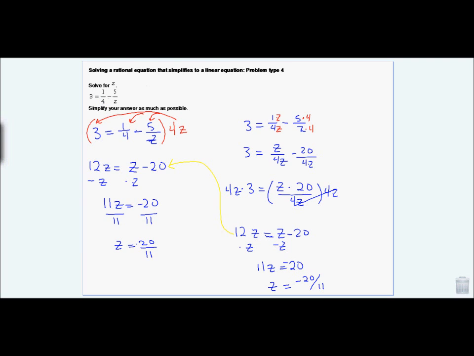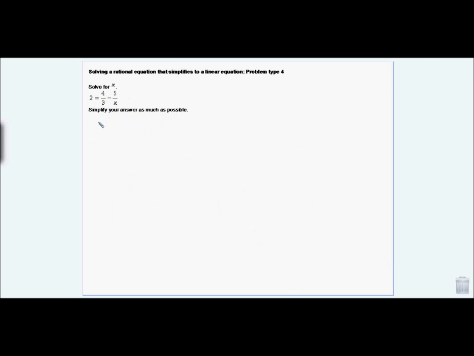For our next example, I have 2 is equal to 4/3 minus 5 over x.